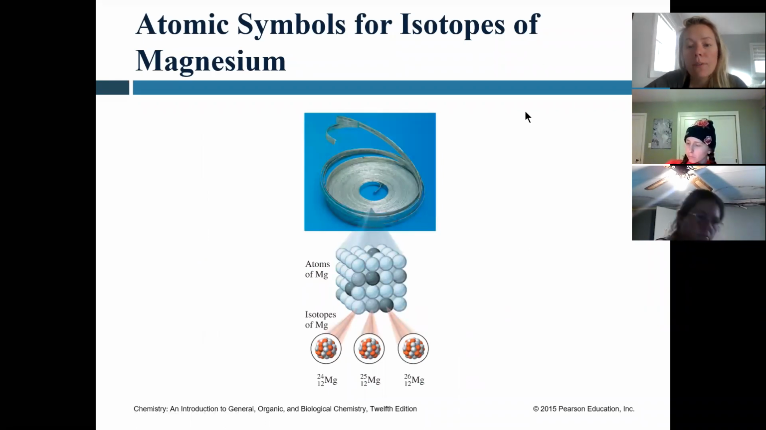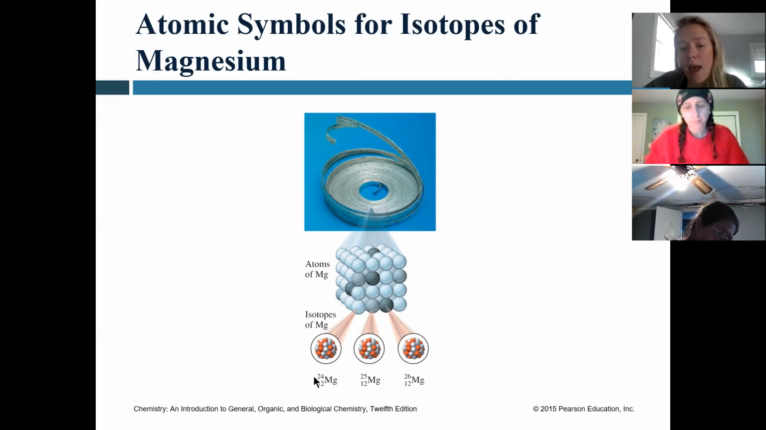So let's compare a couple different isotopes. When I'm looking at magnesium, this is magnesium ribbon. If you've ever burned magnesium ribbon in a chem class, it's kind of fun. It burns this really bright color. But this magnesium ribbon will have a certain percentage of magnesium 24. It'll have magnesium 25, and it'll have magnesium 26. Notice the symbol is staying the same because they're all magnesium because they all contain 12 protons. But the atom is getting slightly heavier. Why is it getting heavier? Because it's adding some neutrons.